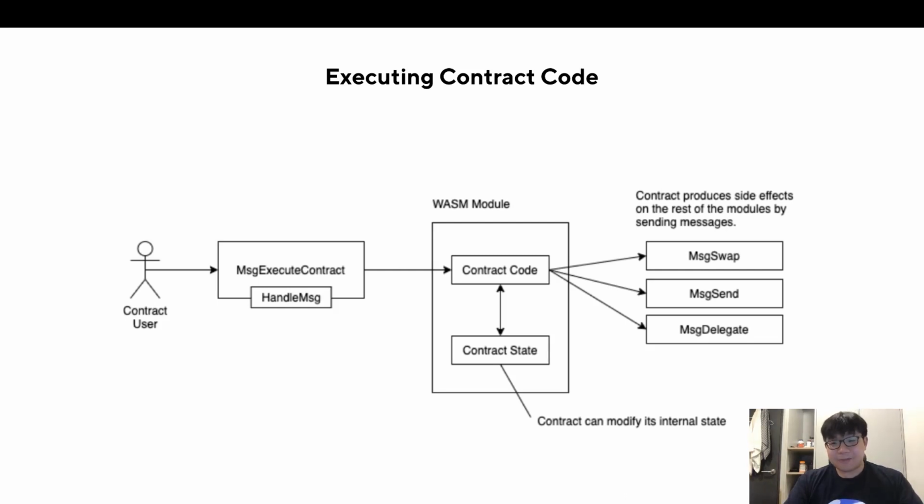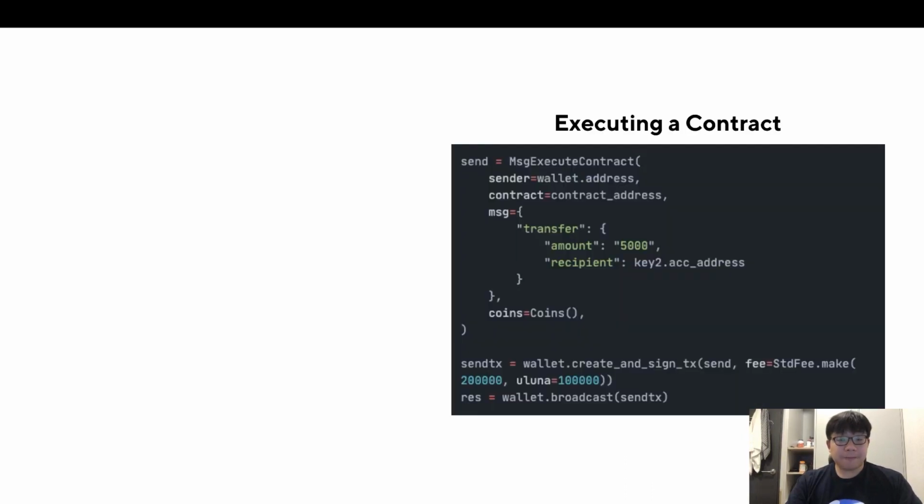And finally, when the contract finishes execution, the contract can affect the rest of the blockchain by emitting its own messages like message swap, message send, and message delegate. So here's an example of executing a contract.